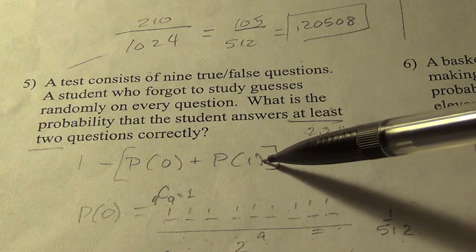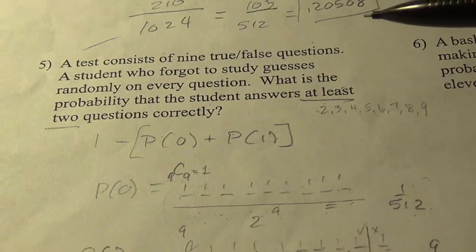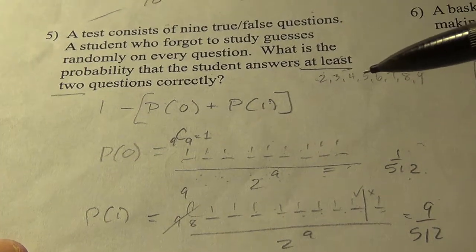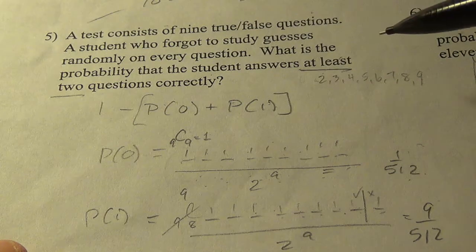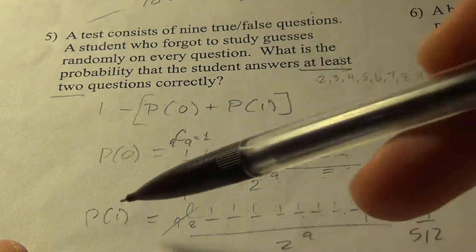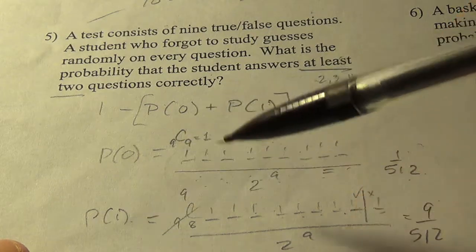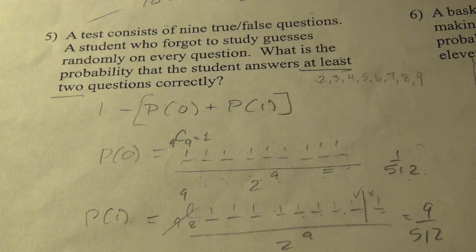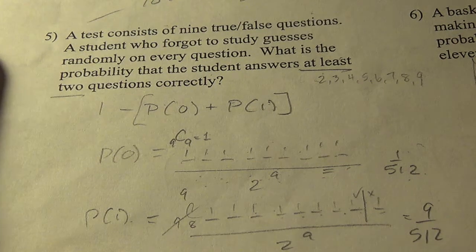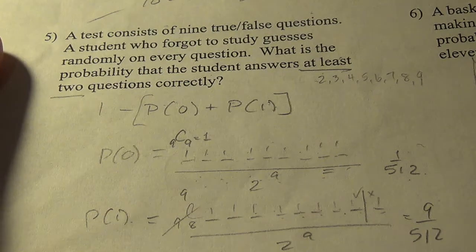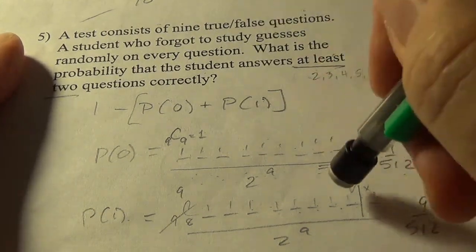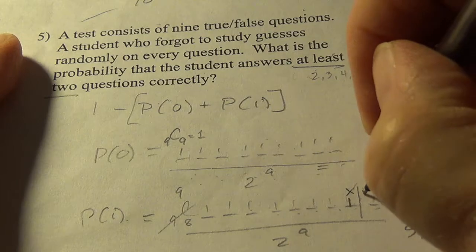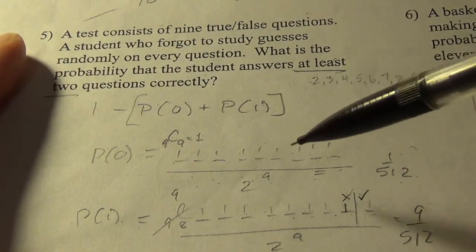Now we want the probability of getting 1 correct. So the bottom's the same, 2 to the 9th, but we are going to separate. I set it up as the probability of getting at least 1 correct, but I think I just put the wrong symbol here. Let's see if this still works. So these are all wrong and this is right. Probability of 1 correct.